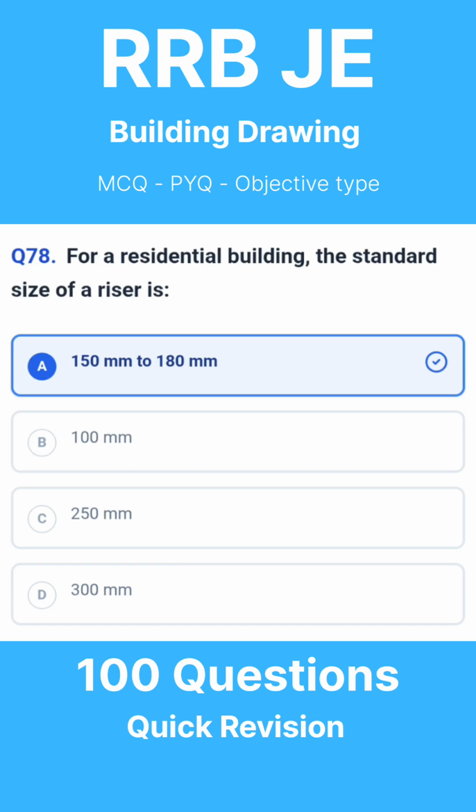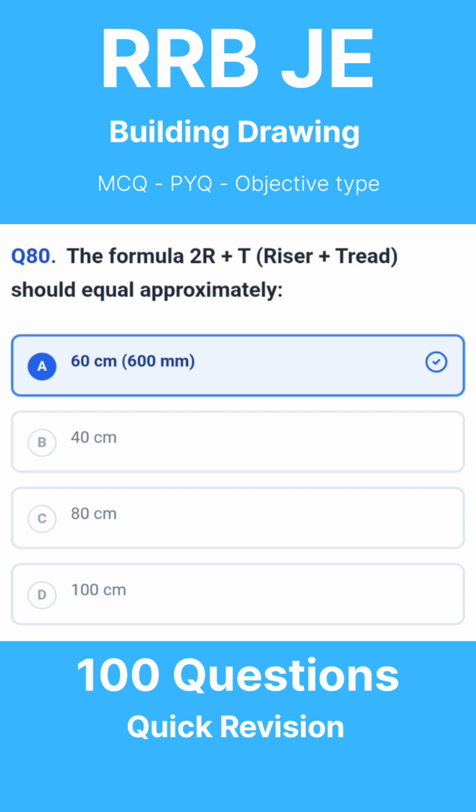Question 78. For a residential building, the standard size of a riser is? The correct answer is 150 mm to 180 mm. Question 79. For a residential building, the standard size of a tread is? The correct answer is 250 mm to 300 mm. Question 80. The formula 2R plus T, riser plus tread, should equal approximately? The correct answer is 60 centimeters, 600 millimeters.